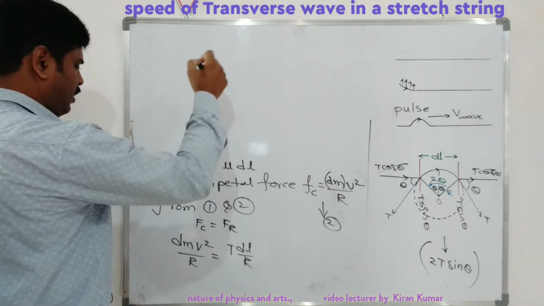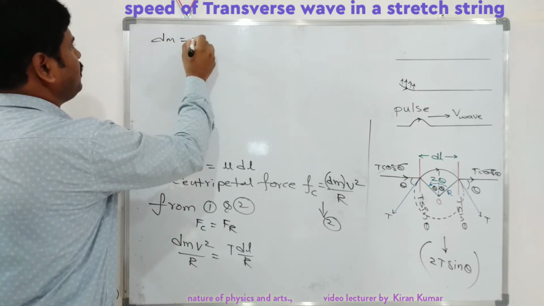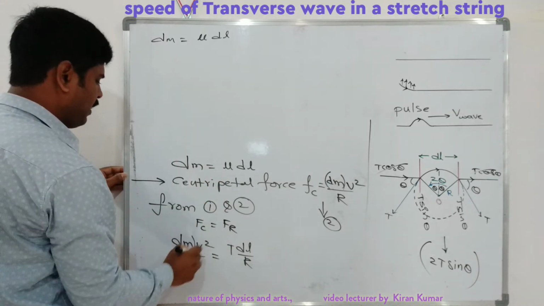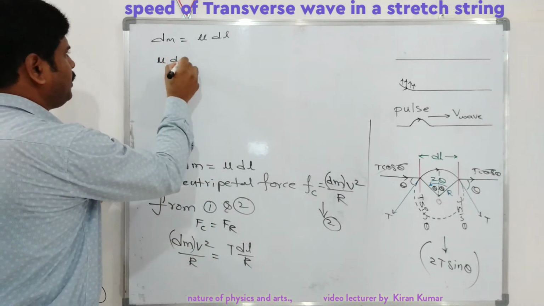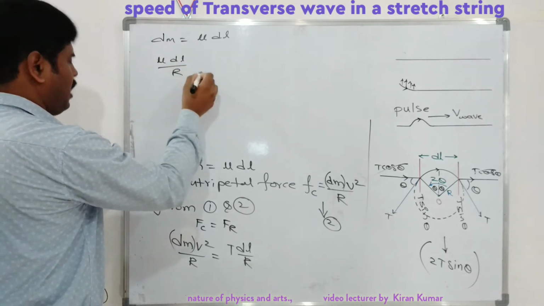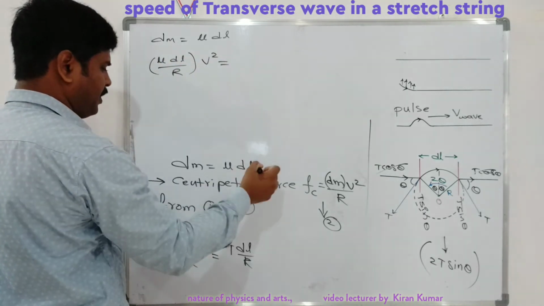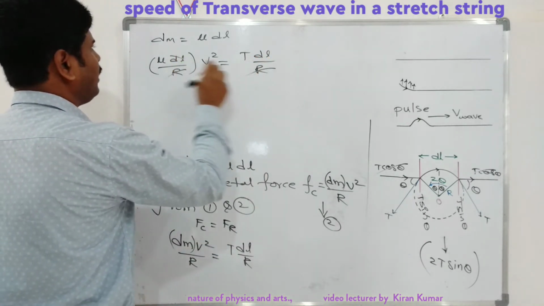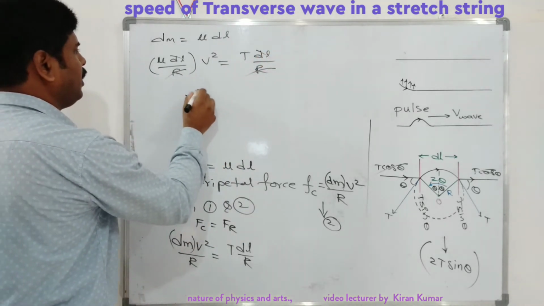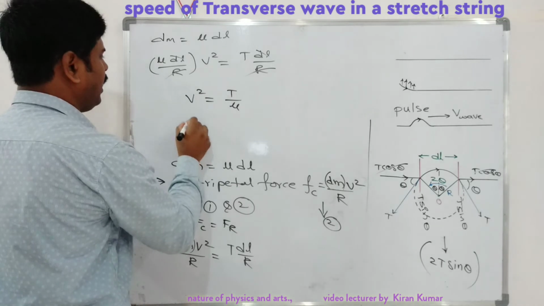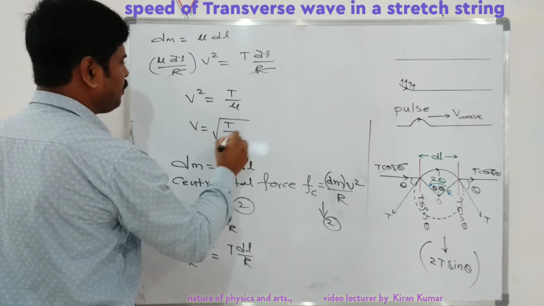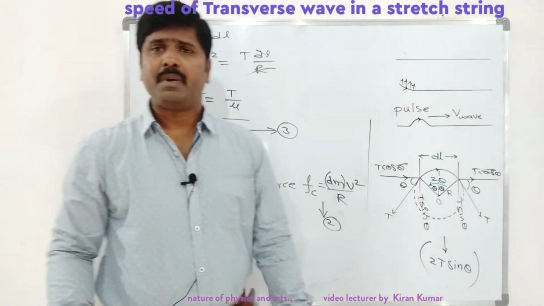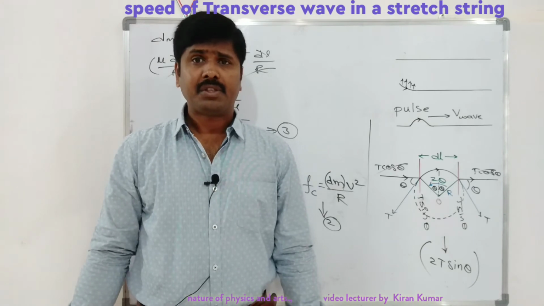Here dm, which is equal to mu into dl, replacing this value. So mu into dl divided by r into v square is equal to T into dl divided by r. The dl gets cancelled, then v square is equal to T by mu, and v is equal to root over T by mu. This is equation number 3. Equation 3 represents the speed of the transverse wave in a stretched string.